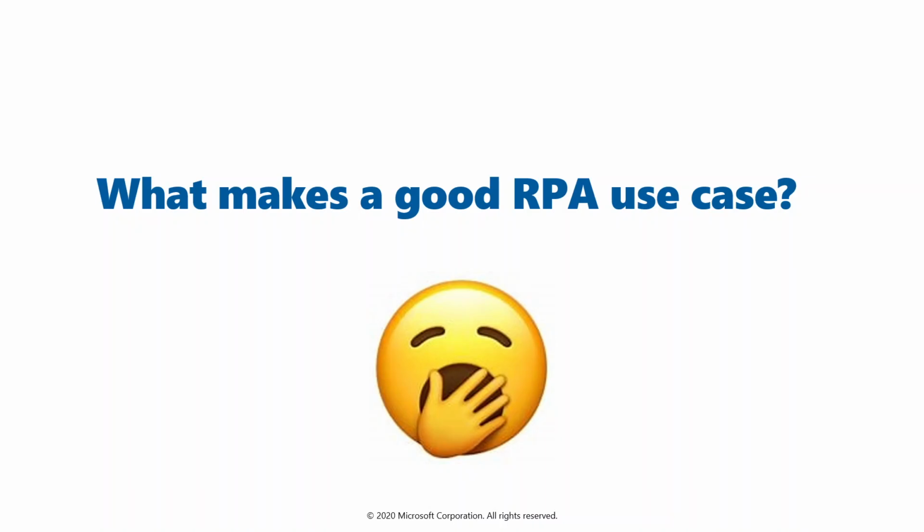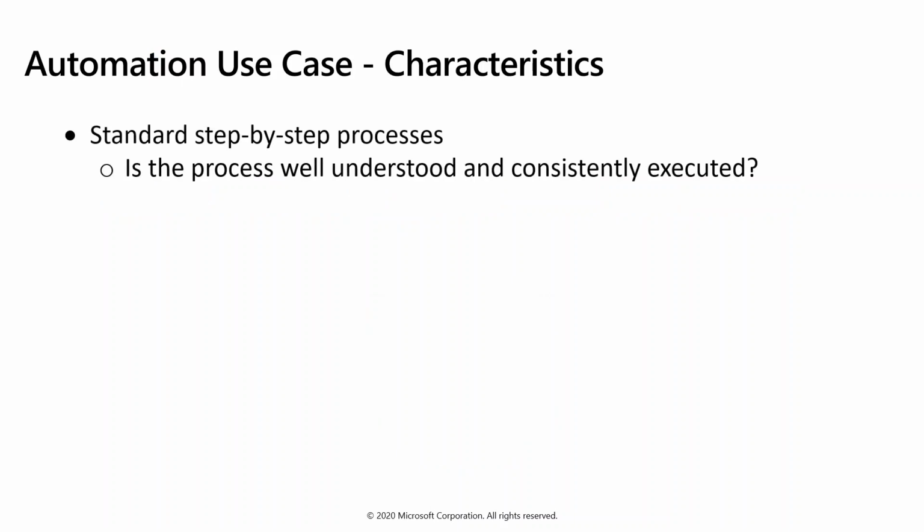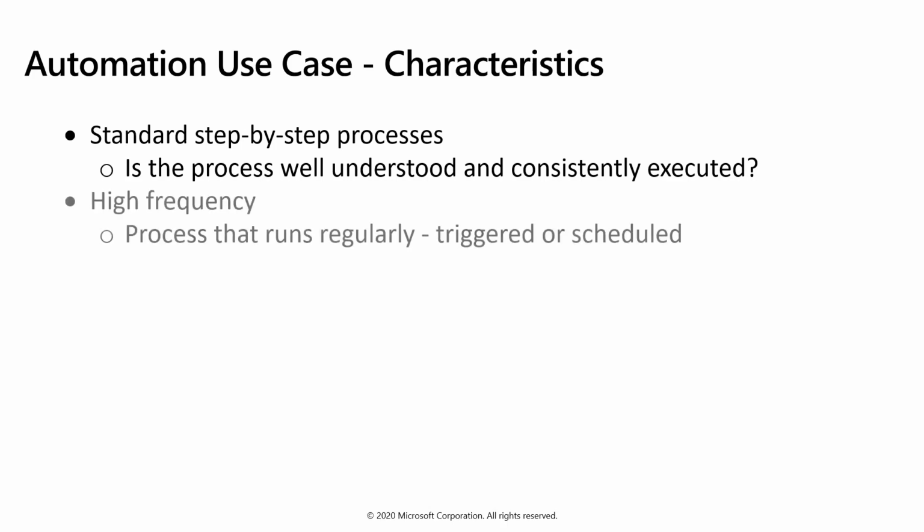And what boring means, what the characteristics are of that, is it's a standard step-by-step process that's well understood and consistently executed. A good example is we've worked with clients that have standard operating procedures that they might hire a new worker for an admin team, and there's already a heap of documentation of how to do stuff like click this, open this, extract that, this kind of stuff. So if the process is well understood and consistently executed, that's a great use case.